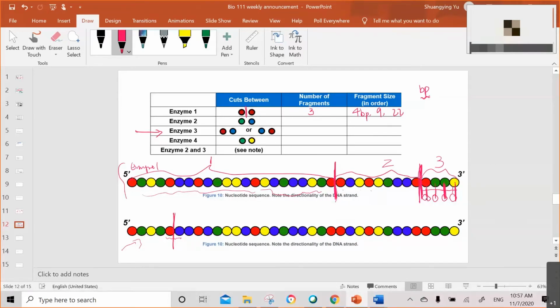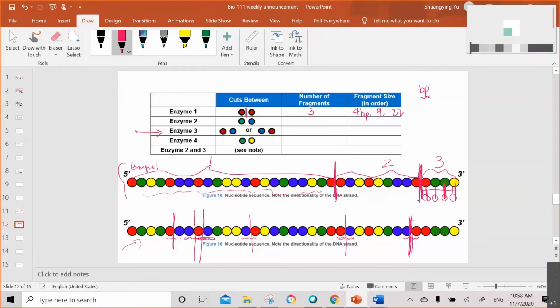Next, here, blue and red, cut. And the next one, red, blue. It doesn't matter, as long as you have a red and blue, so cut. There's a blue, red, cut. Red and blue, these two, cut. Next one, blue, red, cut. There we go. So how many fragments do we have this time for enzyme 3?